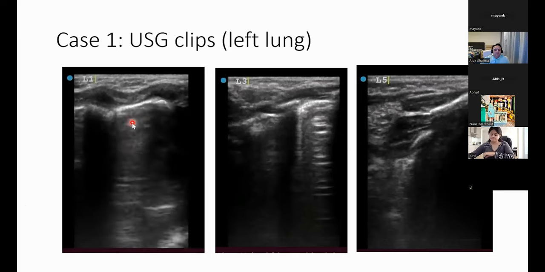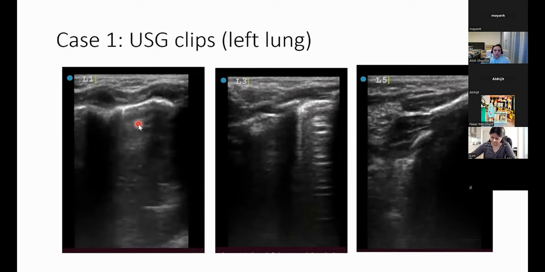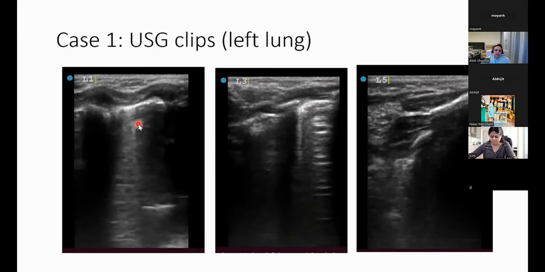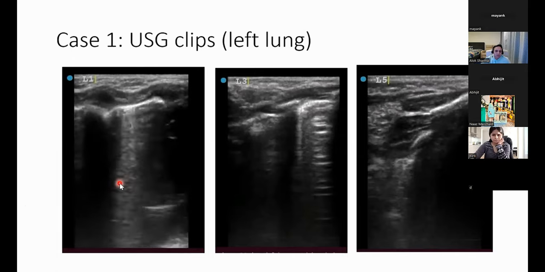So from our perspective, my only two comments would be, zoom out. You need three ribs here. Secondly, while you're focused on the pleural line, you might want to play with your frequency just to make sure that you can see slightly deeper structures as well. And don't hesitate to save more than one image at this particular point.